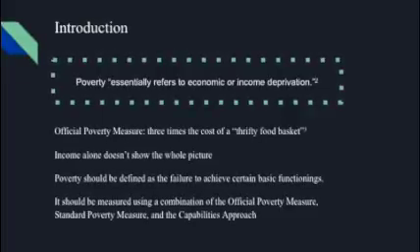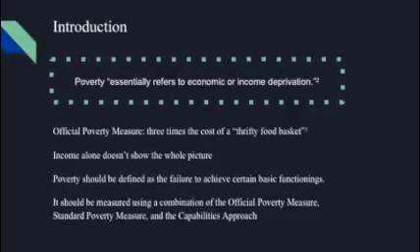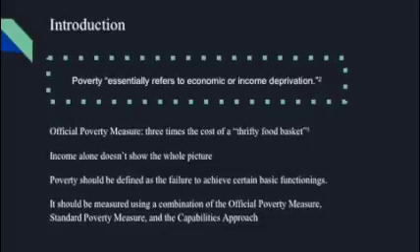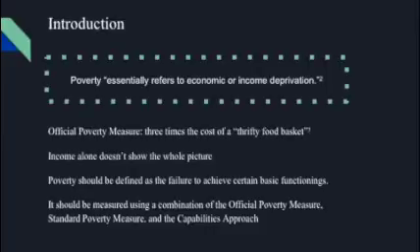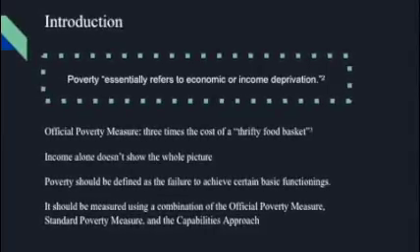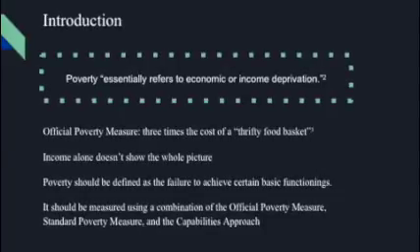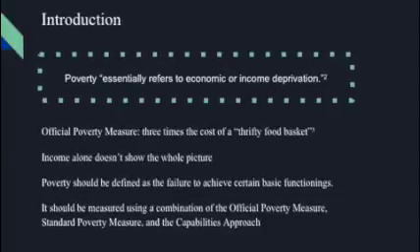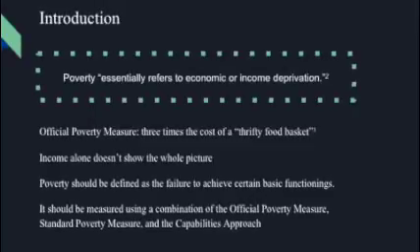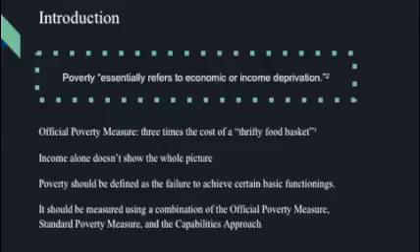But looking only at income for both defining and measuring poverty can leave out key factors that affect a person's actual standard of living. For this reason, poverty should be defined in the context of capability failure, that is, failure to achieve certain basic functionings. It should be measured using a combination of the capability measure, supplemental poverty measure, and official poverty measure. This will more accurately portray who is really living in poverty in the United States.